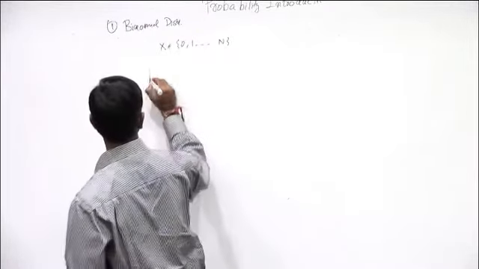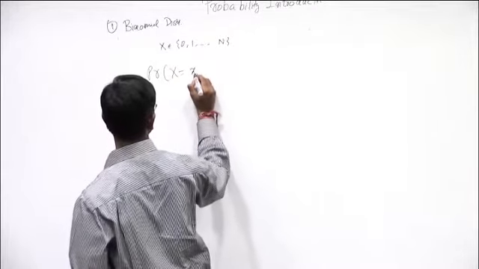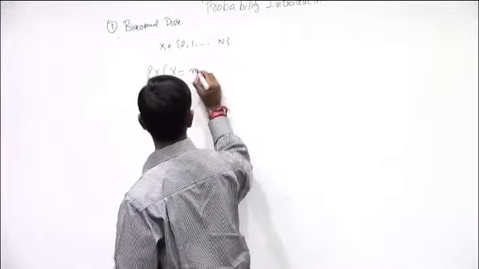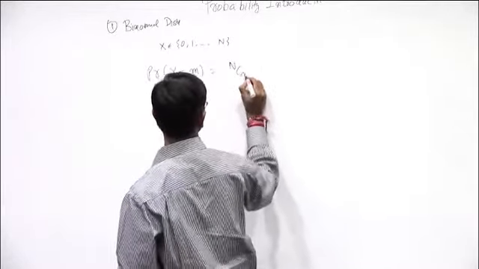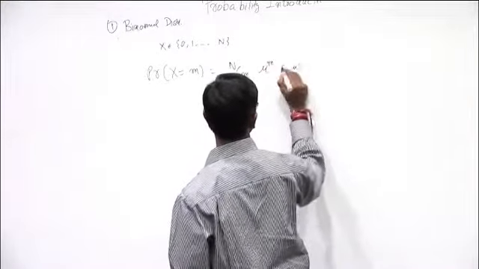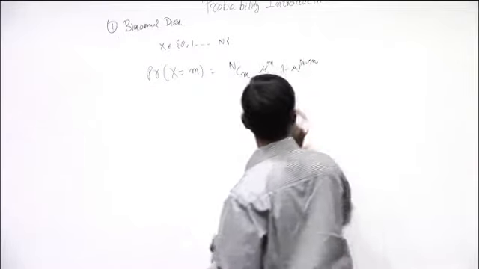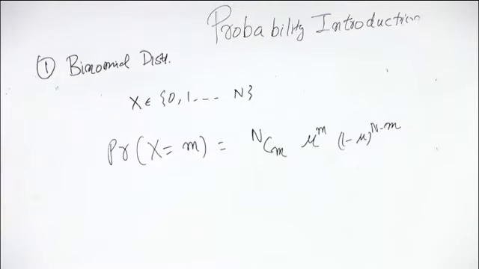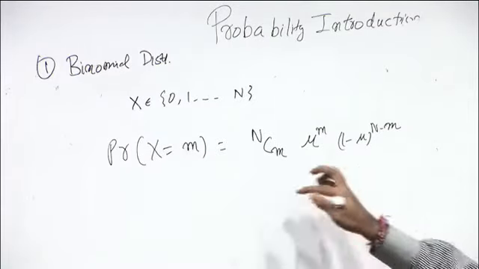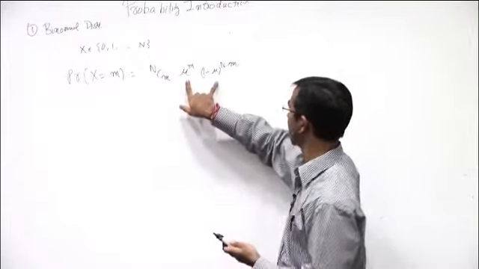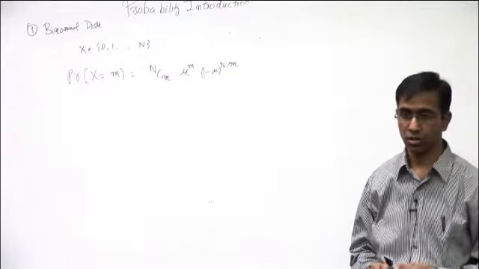And then again, very easily, the probability of x equal to, let's say, some m is given by n choose m, mu to the power m, 1 minus mu to the power n minus m. So this is fairly simple. Basically, if you want to say that I got m heads, I'll figure out first in how many ways I can get m heads, and then write the probability distribution corresponding to it.